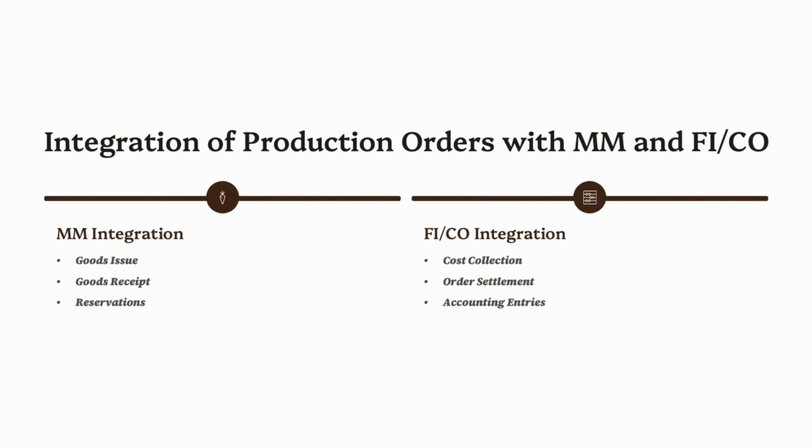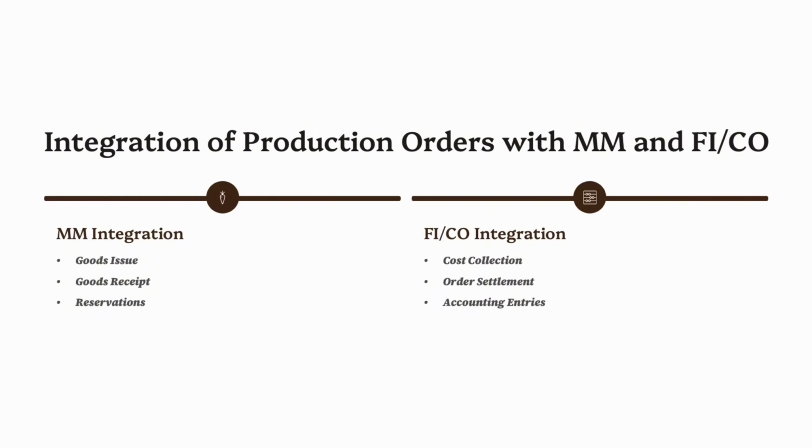Integration with FI/CO, finance and controlling. Cost collection. During production, costs for materials, labor, and overheads are collected on the production order. Order settlement. At the end of the process, these costs are settled to cost centers, profitability segments, or other controlling objects. Accounting entries. Each material movement, GI/GR, automatically generates financial postings in FI.